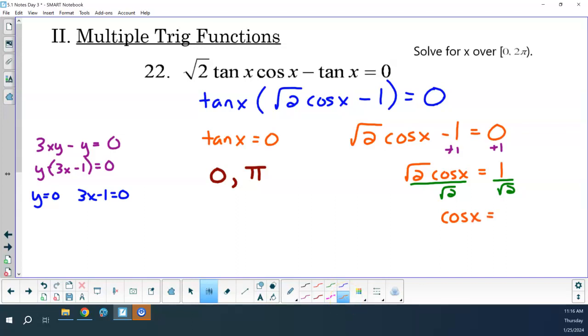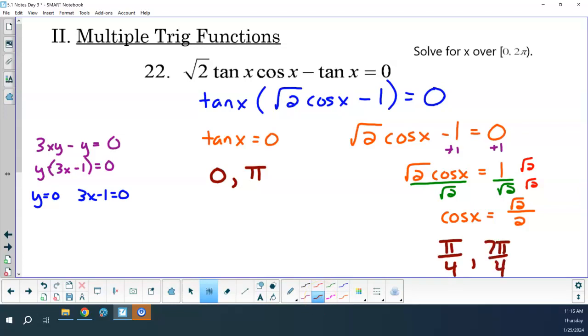Do I like 1 over the square root of 2? Why not? Because we're on the unit circle, right? So we need to rationalize that denominator. So I'm going to go square root of 2, square root of 2. That's going to give me the square root of 2 over 2, where first lap of the unit circle is cosine equal to the square root of 2 over 2. Pi over 4 and 7 pi over 4.